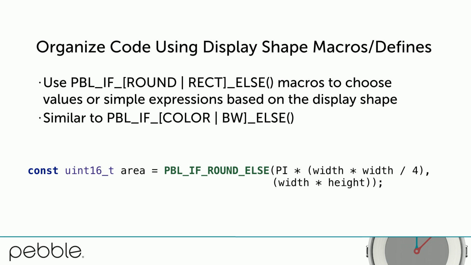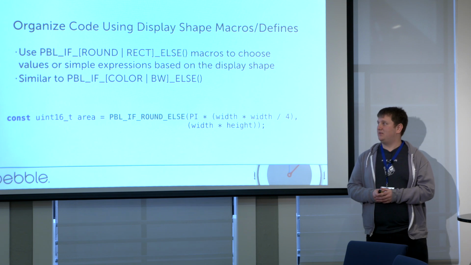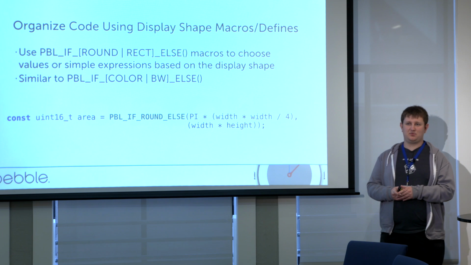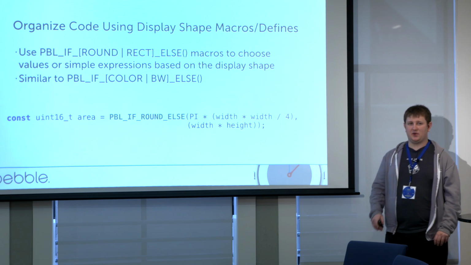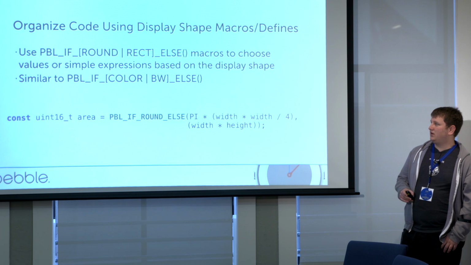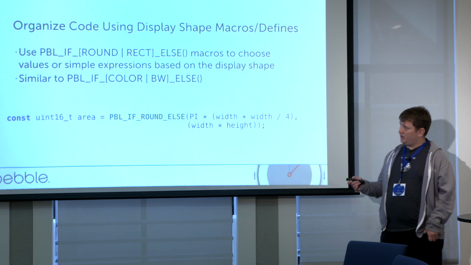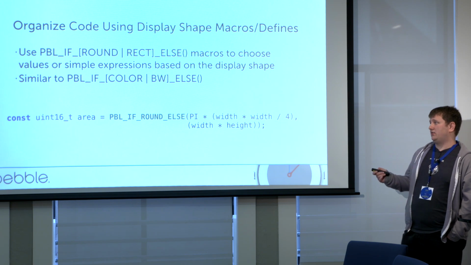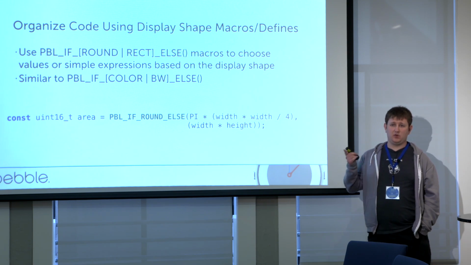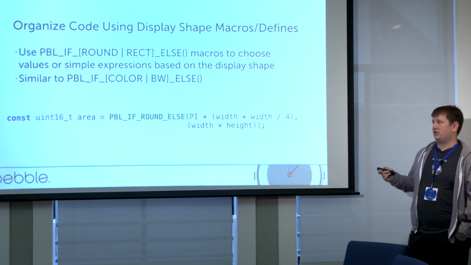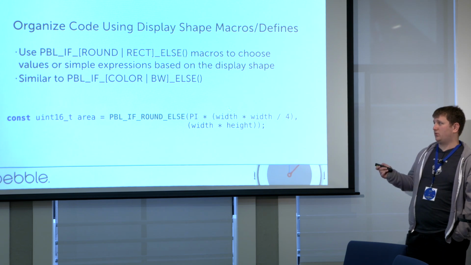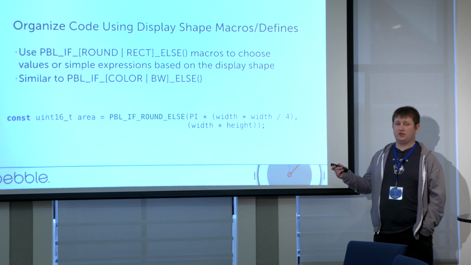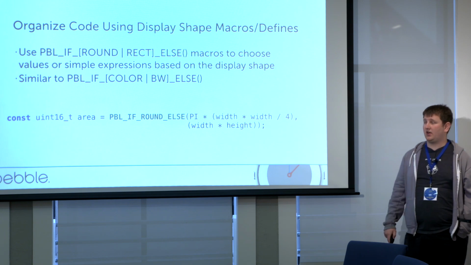And yeah, it's basically the same idea. Depending on which macro you use, the first value will be used if that shape is present on the current runtime platform, and otherwise the second value will be chosen. So in this example here, maybe we want to calculate the area of something. And on a round display, we want to calculate the area of a circle within a rectangle. And so we calculate area using pi r squared, where r squared is in terms of the width. And then on other displays, we might want to calculate the area just using the rectangular area, using width times height.